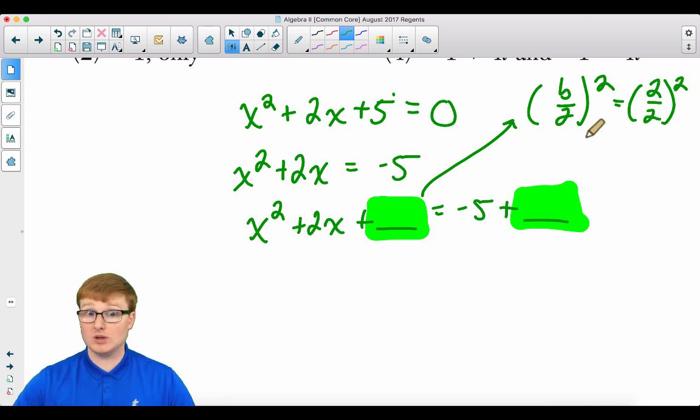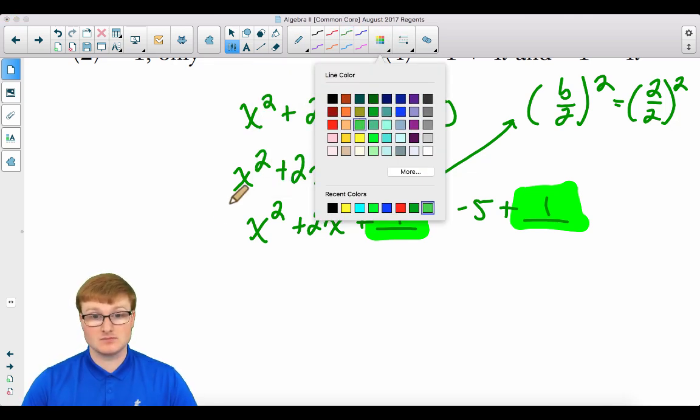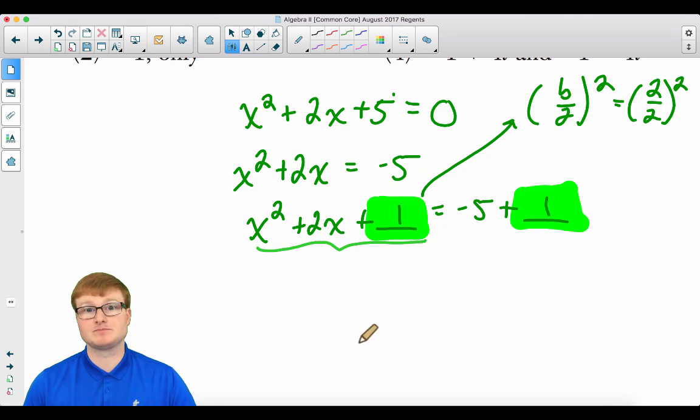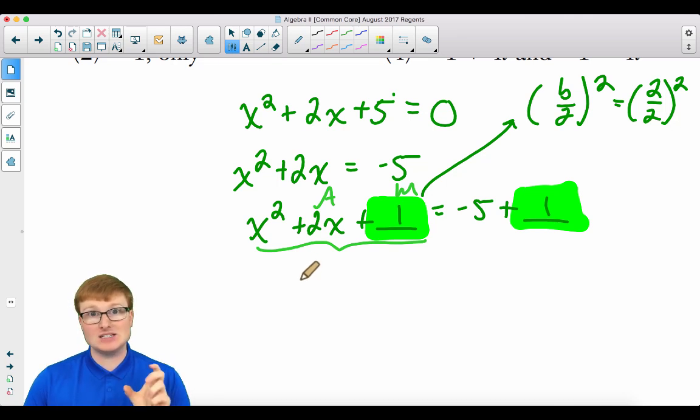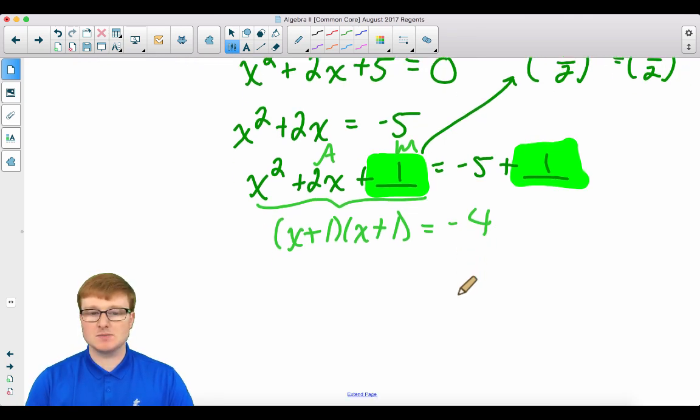2 divided by 2 is 1. 1 squared is just 1. So plug in the 1. Now this is important. Now it's factorable. This is all factorable here. Now we could say, okay, what adds to 2 and multiplies to give you 1? Well, in completing the square, it has to be the same two factors. It's x plus 1, x plus 1. Because 1 times 1 is 1, 1 plus 1 is 2. That's good so far. That equals negative 4, okay? x plus 1 can be rewritten as x plus 1 quantity squared equals negative 4.